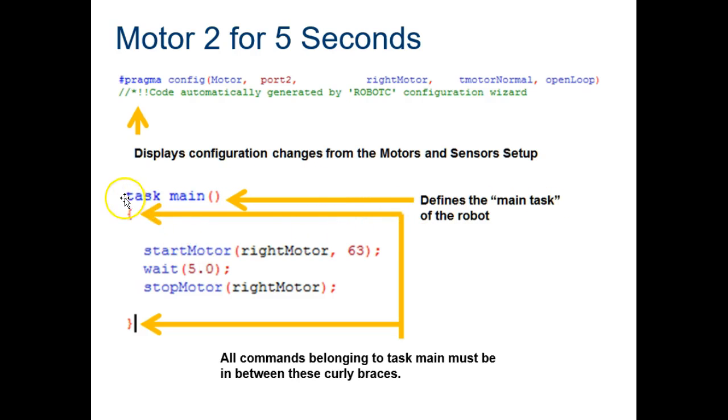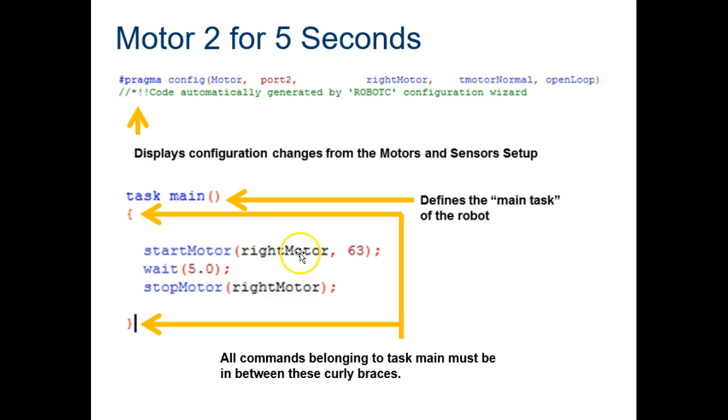This is where your main program lives, and the programming we'll do is going to be just using task main for most of it. We'll probably define some functions, but this is the main program. So this is where the main program starts. Anything that happens between these two brackets is where your program lives. And you can see the commands here.